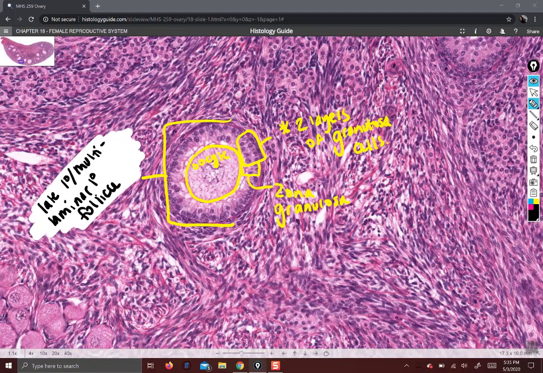So it's still a primary follicle because you cannot see an antrum yet. I'll explain what that means in a little bit. But there are more than one layers of granulosa cells, so we call it a late or multilaminar primary follicle.